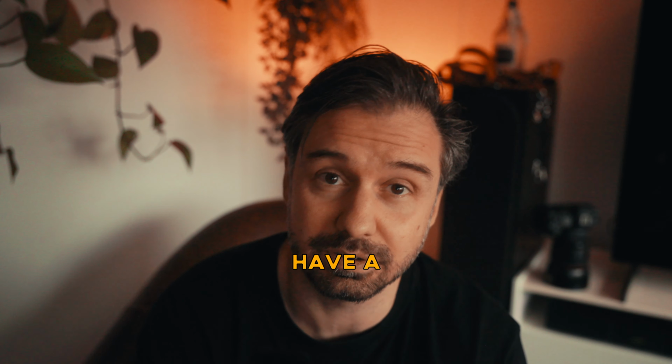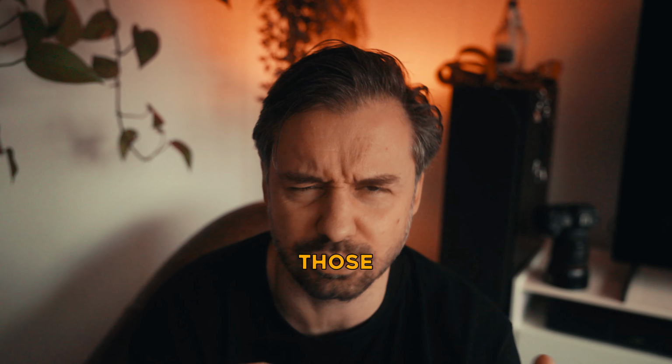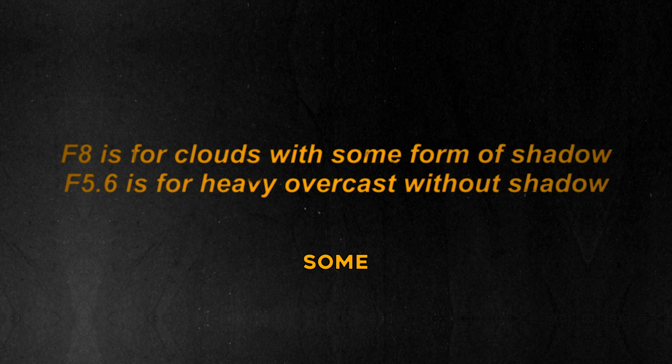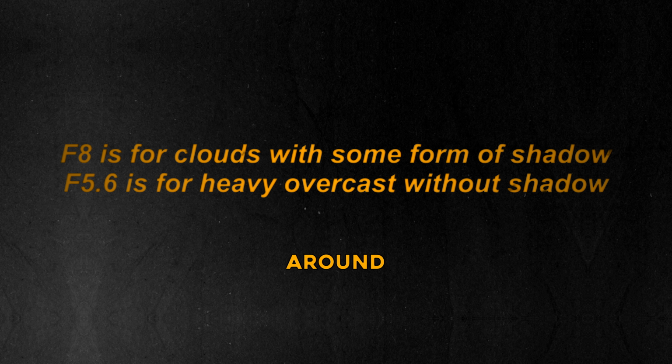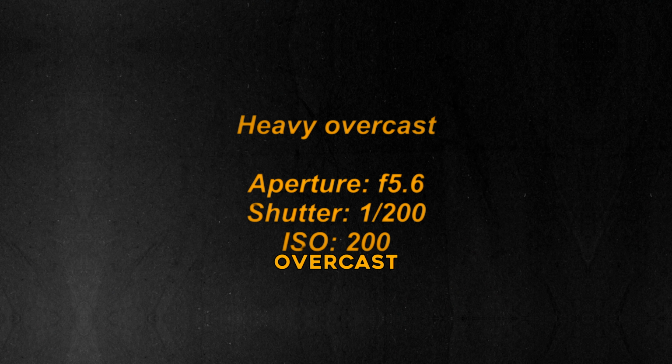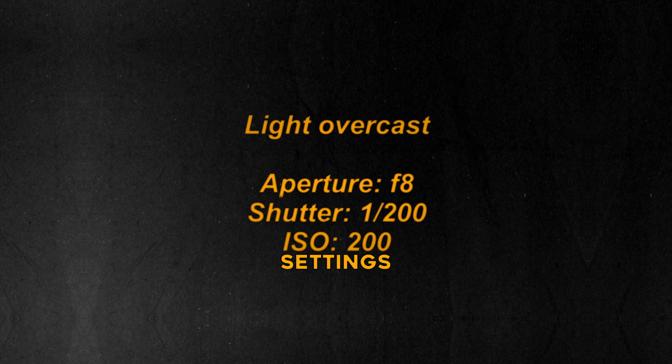So for overcast you have an f8 rule and an f5.6 rule. F8 is for some clouds with a little bit of shade on the ground, and f5.6 is when there is no shade around you. The settings for heavy overcast is 5.6, 1/200th of a second, ISO 200. So if it's f8, your settings are 1/200 and ISO 200.